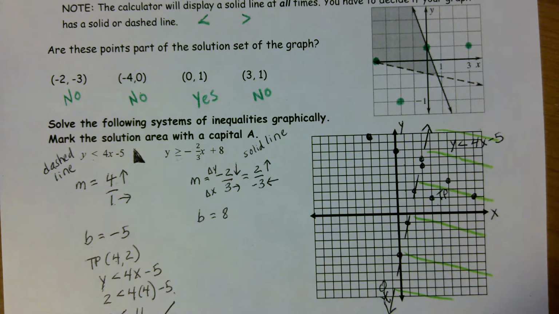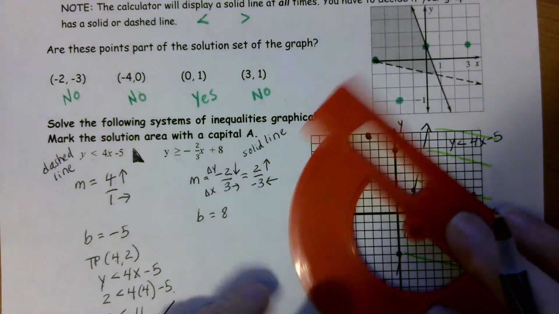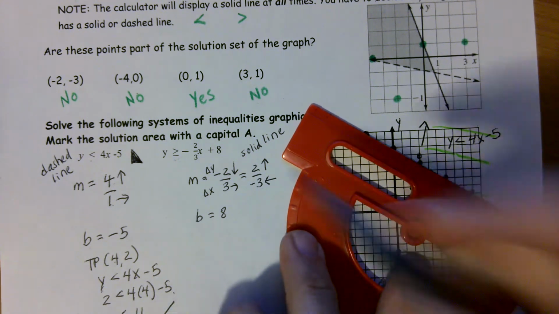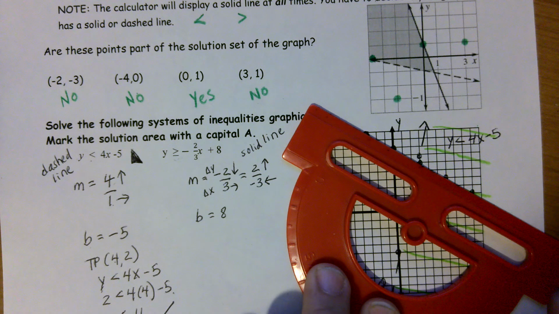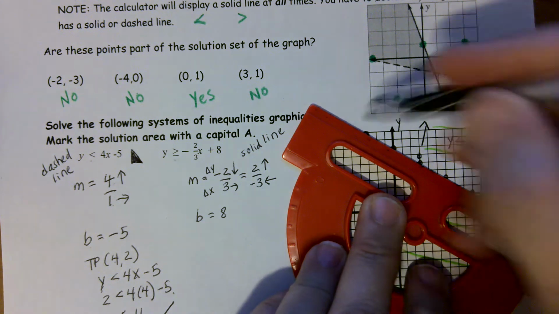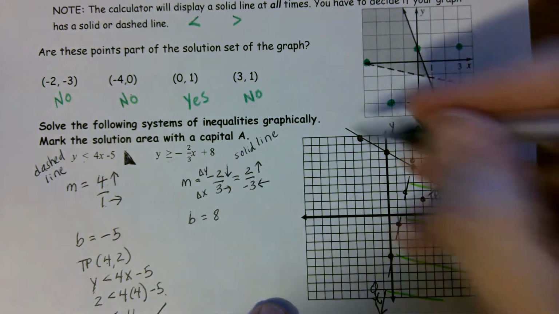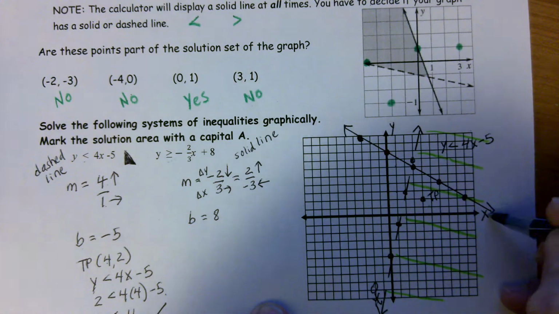Okay, so take your straight edge. We're going to go to those points. Remember, since there was an equal sign underneath that inequality, this is going to be a solid line. So you extend that, and you put arrows at the end.